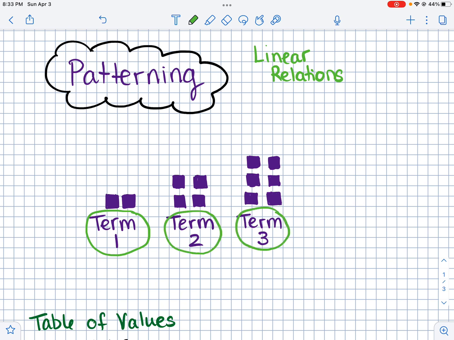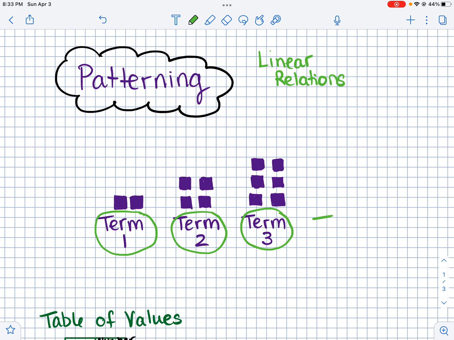So based on my pattern here, how many tiles would you predict there would be in term 4? If you had to predict the number of tiles, there would be 8, because we can see that this pattern is actually increasing by 2 tiles every single time. So that would be 8 tiles in term 4.